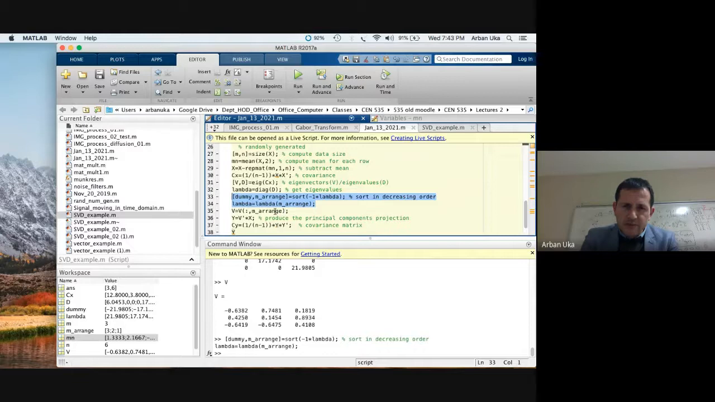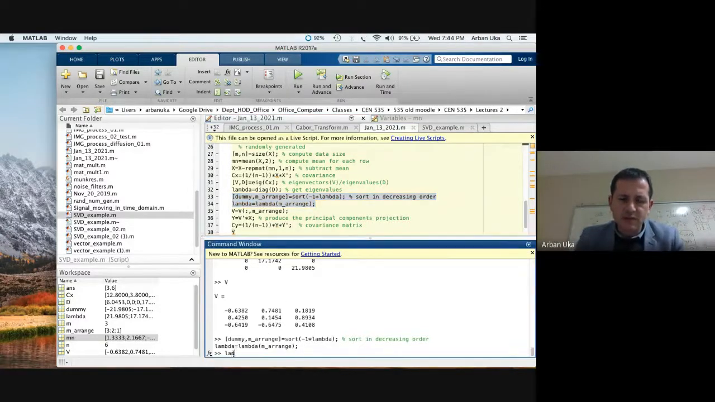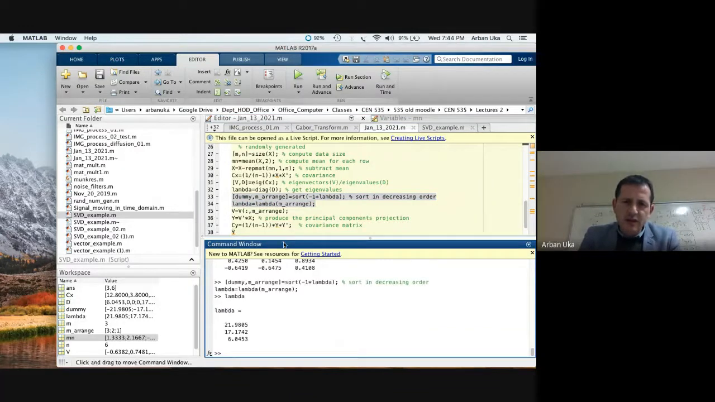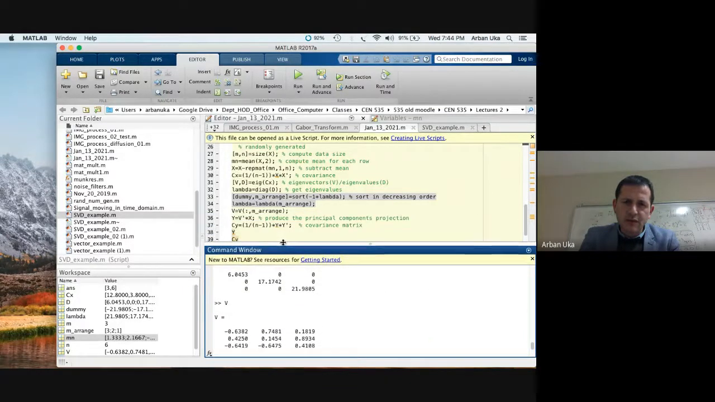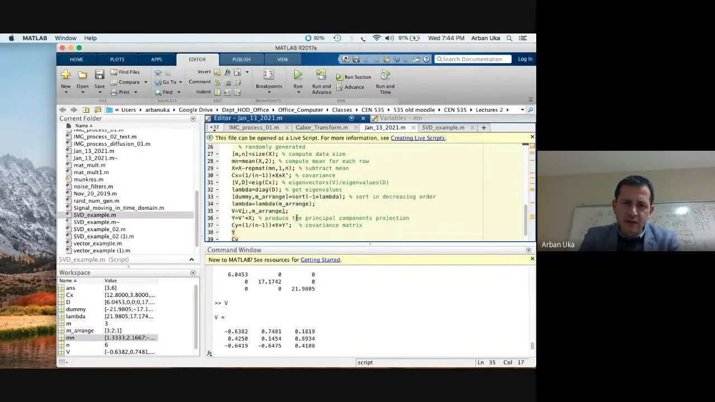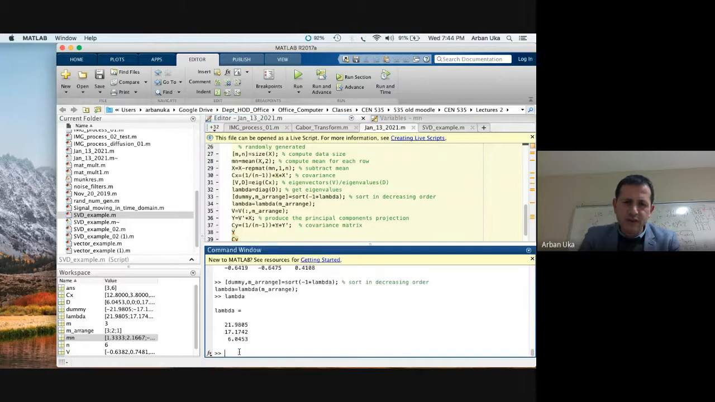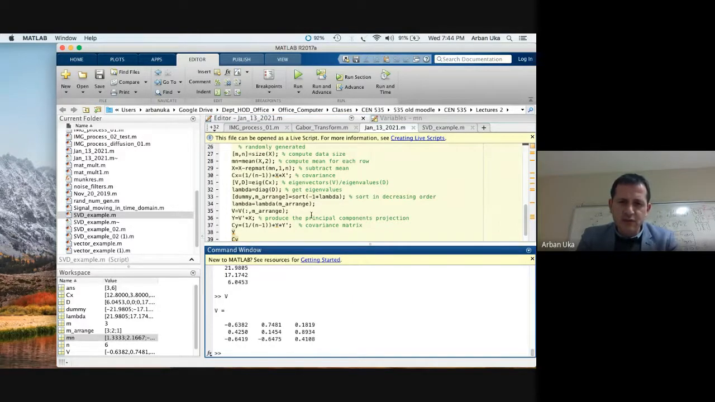Now let's look at this for a moment. We arrange lambda. These are the eigenvalues that we found, but now they are in order, from the largest to the smallest, from 21 to 6. And V, what was V? This is the matrix which is carrying the eigenvectors.